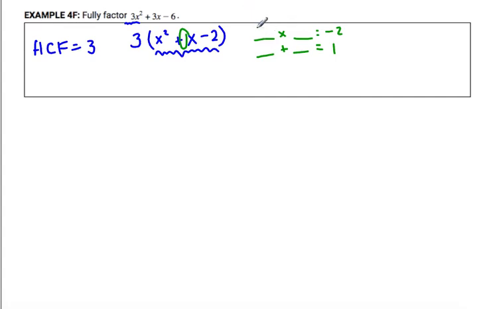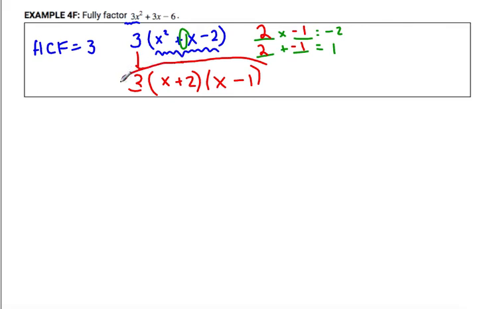So the proper numbers here are going to be positive 2 and negative 1. Positive 2 multiplied by negative 1 gives me negative 2. Positive 2 plus negative 1 gives me positive 1. So when I make my new quadratic trinomial in factored form, I've got x plus 2 onto x minus 1. And this highest common factor that I factored out carries down. And this is my final factored answer.